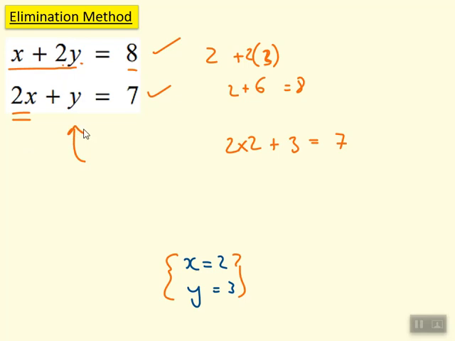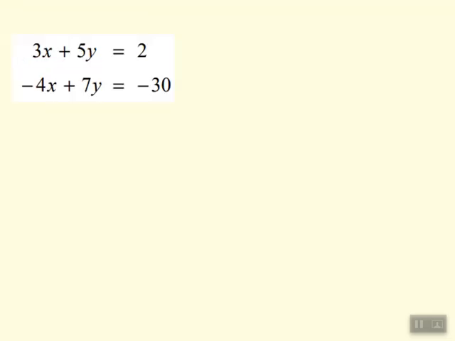Now, if you get a really tough simultaneous equation question and you're not sure if you've got the right answers, a good way is just to sub these two numbers into the equation and make sure they come out to these. Okay, right, let's do another one.